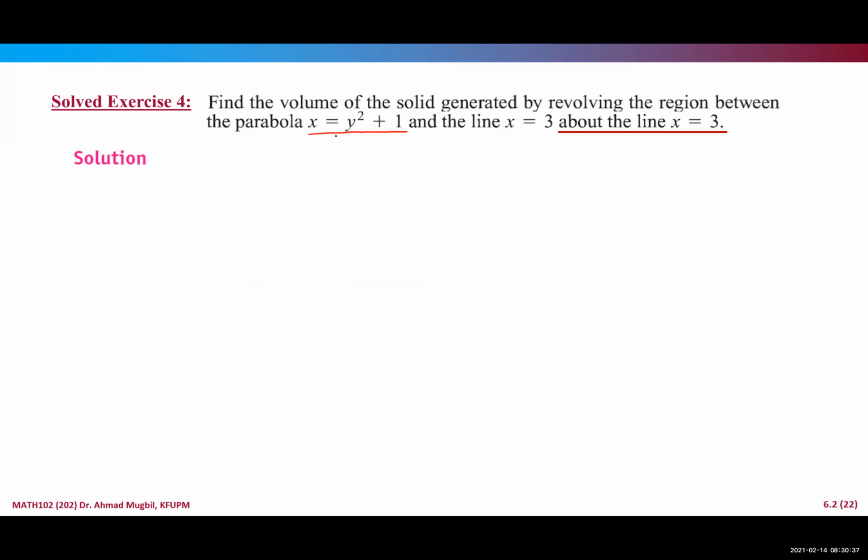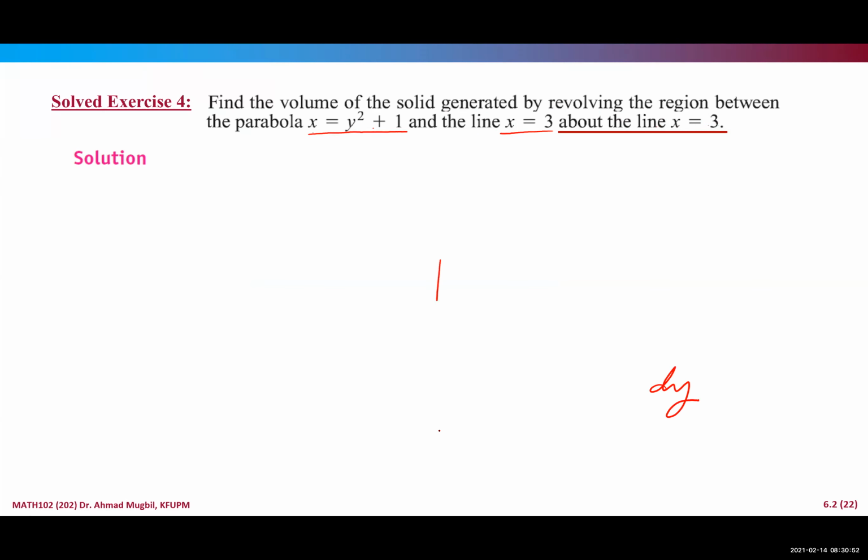We have a parabola here. It is clearly x as a function of y, so we will integrate with respect to y. It looks like this from the beginning, but let's make sure about that. And we have also another graph, x equals 3, about the line x equals 3.